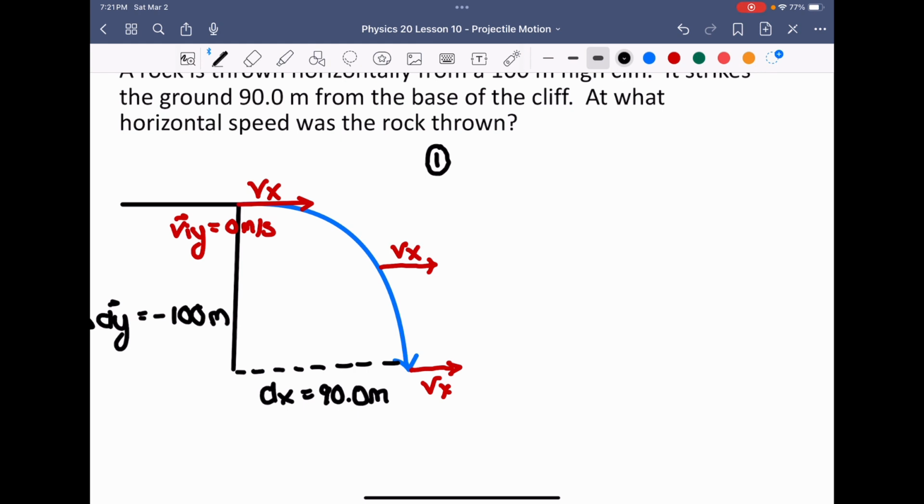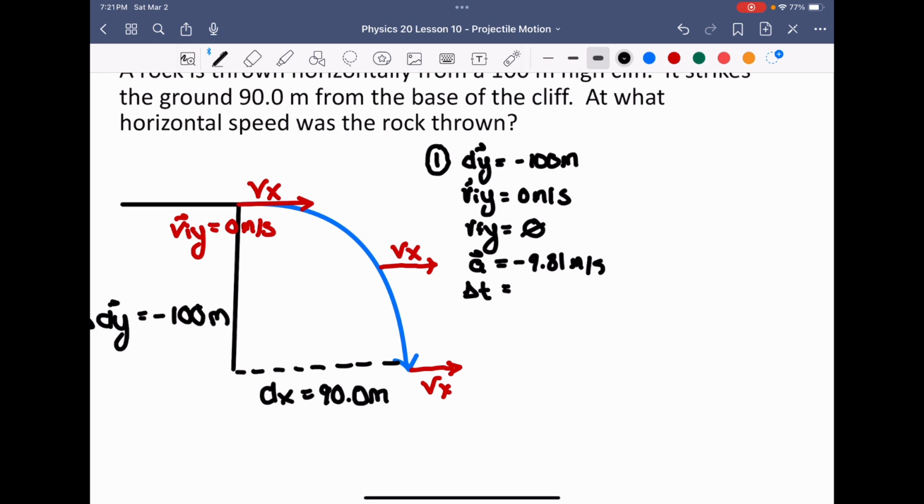And so here's what we're going to do. I'm going to label all my variables. dy, which is the first one. We have VIY, VFY, acceleration, and change in time. And remember, we want to write out all the variables because we need to identify an equation that would match up for this. So I'm going to put negative 100 meters, which is that first variable we knew. We knew VIY was 0 meters per second. They didn't give us anything about VFY, so I'm going to say that that doesn't matter. Not that it's 0. That line through the 0 is just saying that we're going to ignore it for now. The acceleration, these are free fall problems, so I'm going to write negative 9.81 meters per second squared.